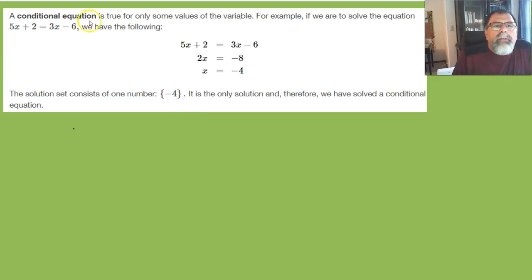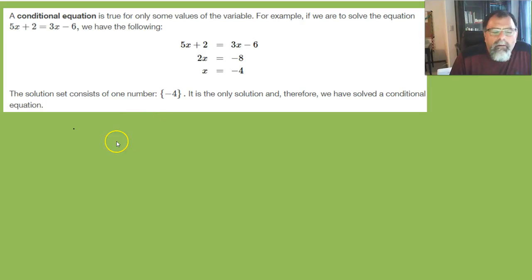Now, a conditional equation is true for only some values of the variable. So it's going to be sometimes true, sometimes false. In this example, we have the equation 5x plus 2 equals 3x minus 6. If you simplify both sides, you subtract 3x, subtract 2, and then divide both sides. We'll go over this in a little bit. Basically, the solution set consists of just one number, -4.